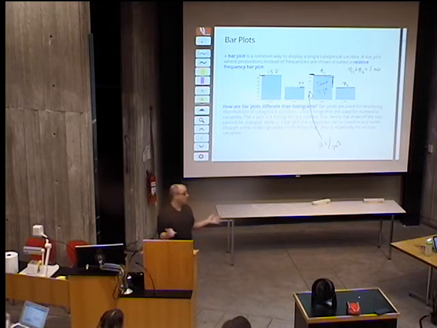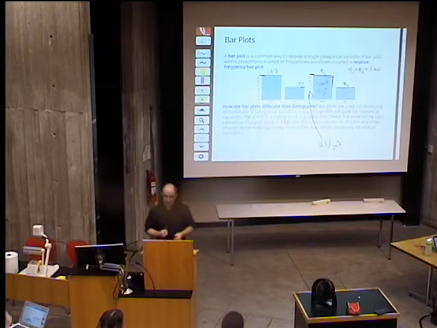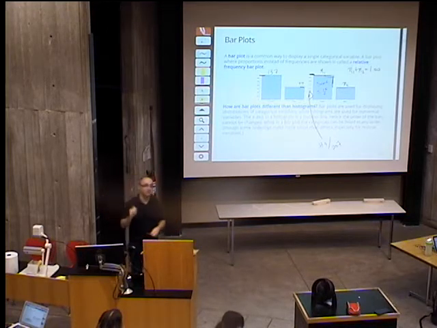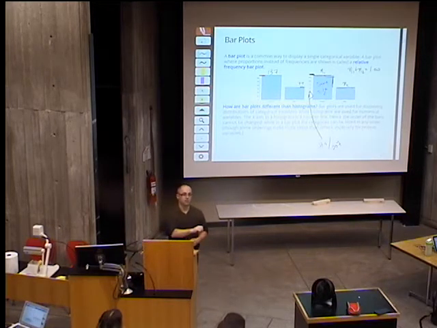And that's very common. In fact, histograms are typically done in this way because it allows you to do the percentages in an easier way. So how are these different from histograms? Bar plots are specifically for displaying distributions of categorical variables, whereas histograms are used for numerical variables. So that's the big difference. They look kind of the same.